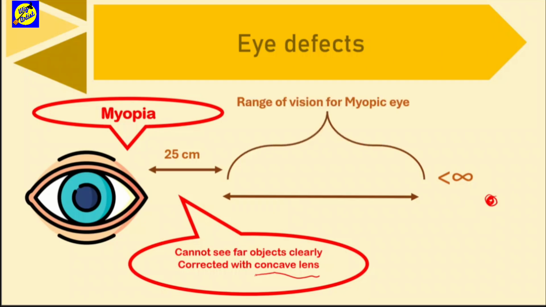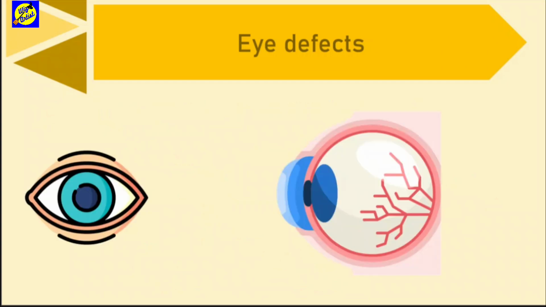An individual can face both these defects, that is, hypermetropia and myopia. And in this case, it is corrected by a bifocal lens, which is a mixture of both concave and convex lens. There is also another defect that usually happens in old age.